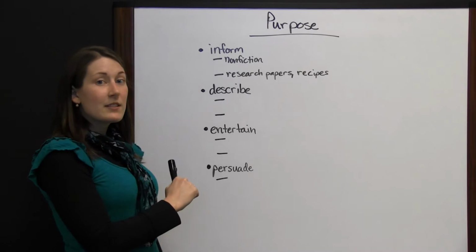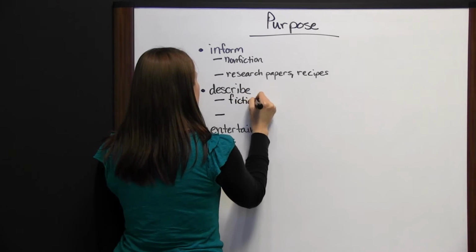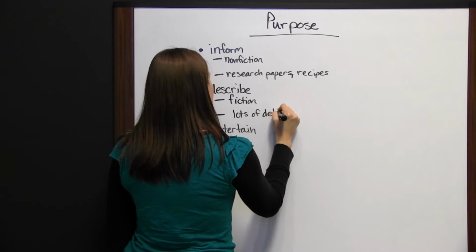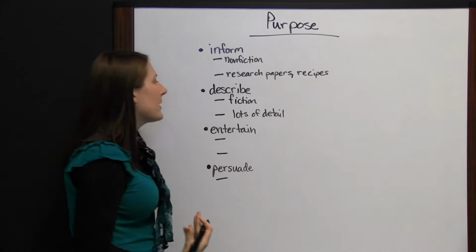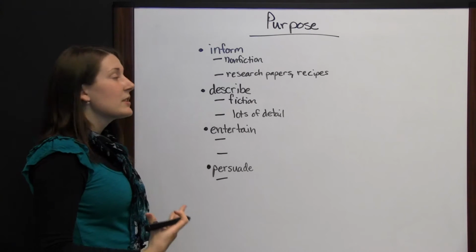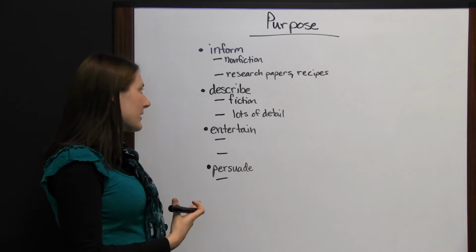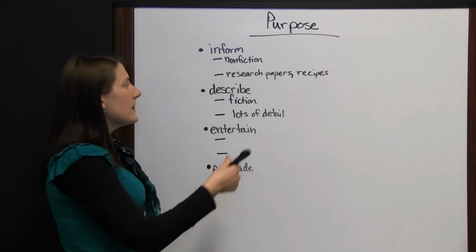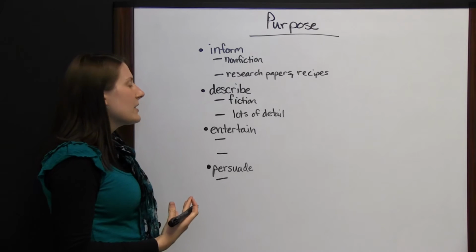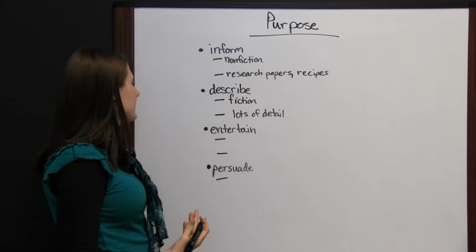If the author's purpose is to describe, it will probably be fiction, and it's going to have lots of details. A descriptive story or paper is going to elaborate on details. It's going to give you as much description as possible, and a lot of times that's going to be a work of fiction. While you will have details in an informational paper or writing of some sort, it's not going to be the same kind of details you'd get in a descriptive fictional narrative.